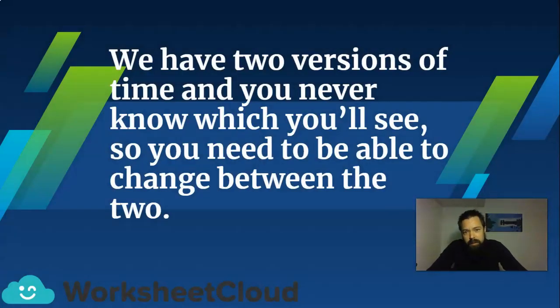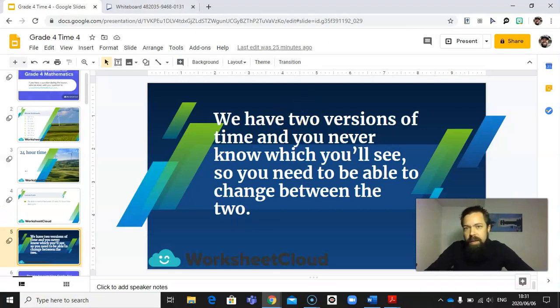So there are two versions of time, and you never know which you'll see. Sometimes you'll see 24-hour time, sometimes you'll see 12-hour time, and you need to be able to switch between the two. You need to understand what both of them are. And for that reason, we need to know them both. You can't just say, oh, I'll just hope that I get the one, not the other, because you never know which one. So let's go have a look at the whiteboard.